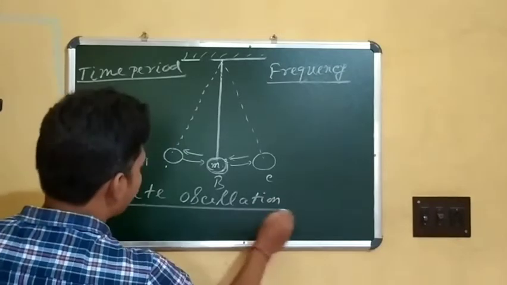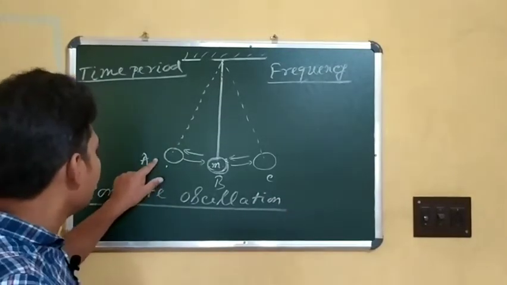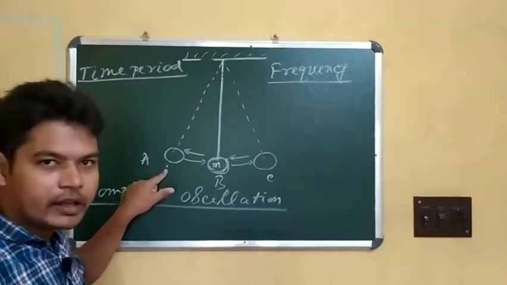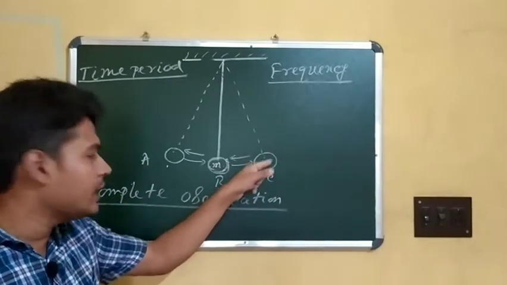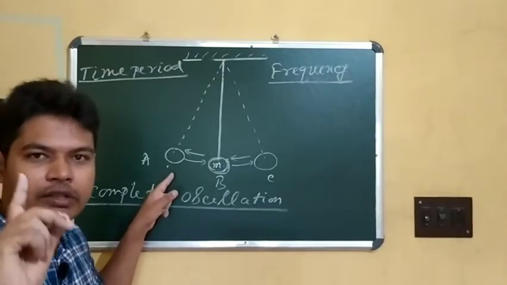It is called one complete oscillation. Understood? If you start, that means the bob starts its journey from point A. So from A it comes to C and again it comes back to point A. That is called one complete oscillation.